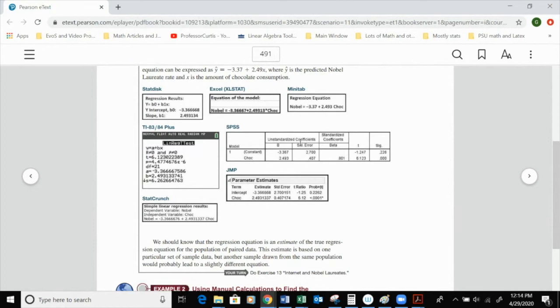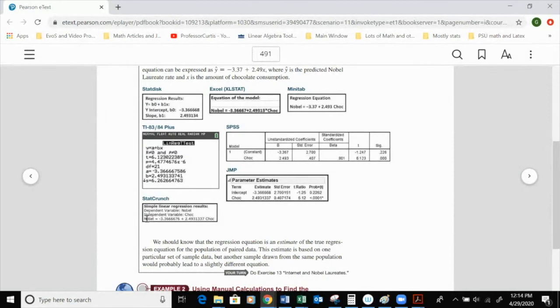Look at everybody else. I told you statisticians don't use those words. Yeah, StatCrunch. Read between the lines. Real statisticians don't use these words. But here you go. The independent variable is the x, chocolate, and the dependent variable, that's the y, is the Nobel.